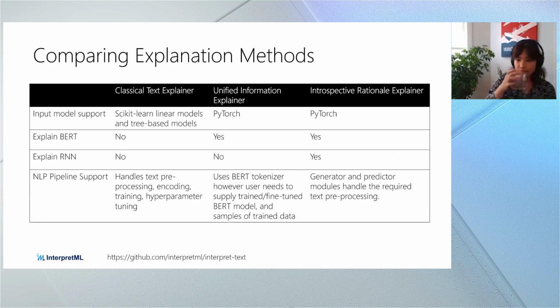Awesome. Thank you, Minsu. Let's answer some questions. So the Unified Information Explainer and Introspective Rationale Explainer seem very similar. If the Introspective Rationale Explainer is also supporting BERT and RNN models, can you explain a little bit what is the point of the Unified Information Explainer? Yes, so in many instances, you actually want to see at which layer the features are having the most important values. And so to understand at a layer-wise level, you're going to really want to use the Unified Information Explainer as opposed to the Introspective Rationale Explainer.